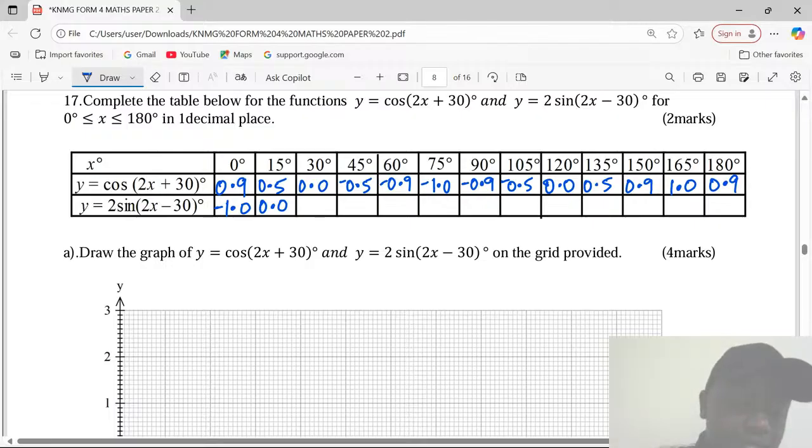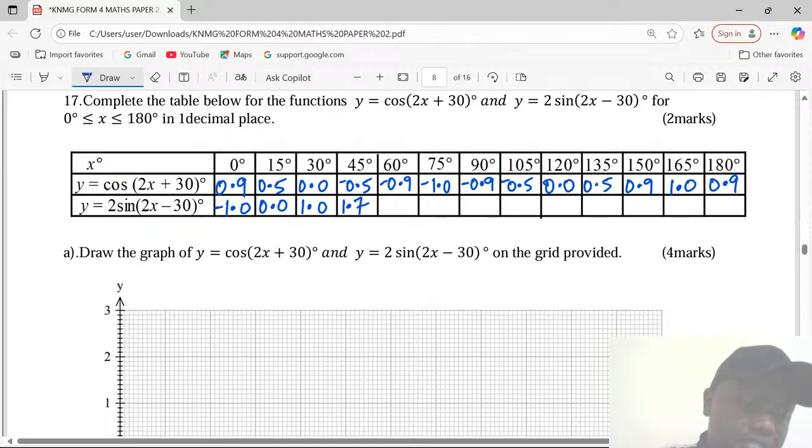Then 2 into 30, and I subtract 30. I'm getting 30. So 2 sine 30 is exactly 1. Then I go to 45. So 2 into 45, then I subtract 30. So 2 sine 60 is 1.7. Then we proceed to 60.